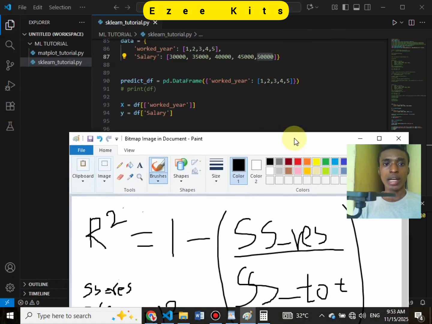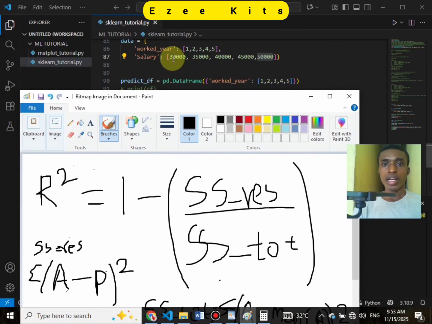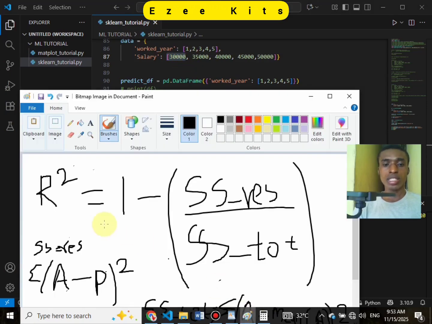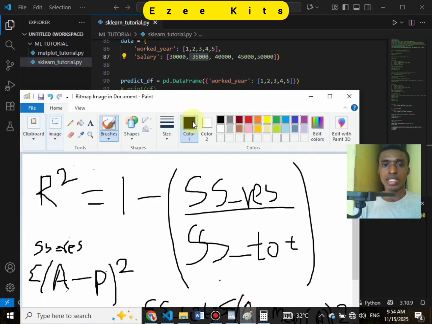When we go to our data that we have here, let's assume the first actual was 30,000 and the predicted was 18,000. So in this scenario, it is going to be 30,000 minus 18,000, squared. So it's going to do it for the 35,000 minus the 26,000, where 35,000 is the actual and 26,000 is the predicted. It's going to do all of them squared. Then after that, it's going to find the summation.